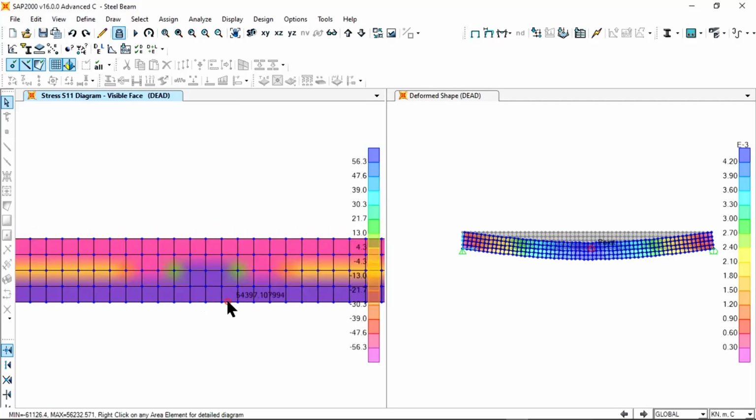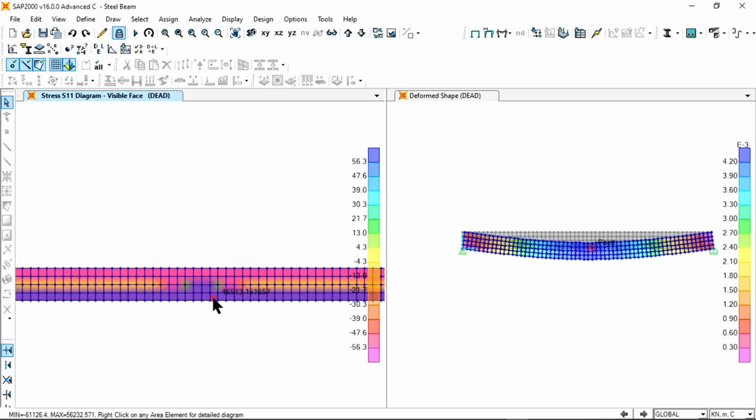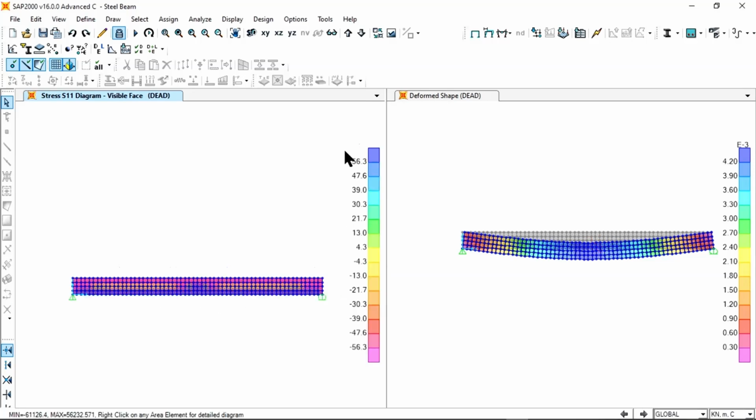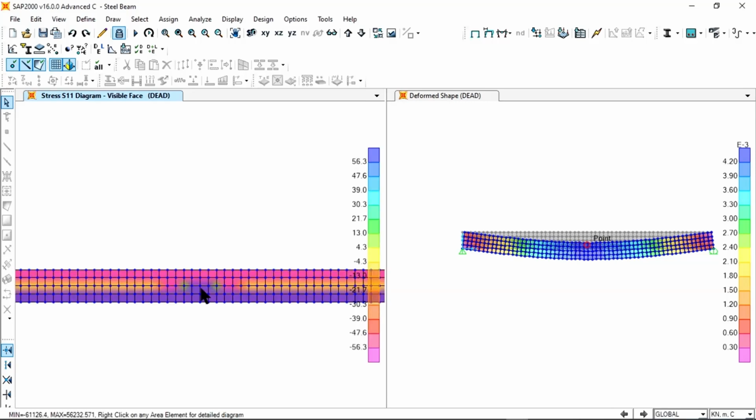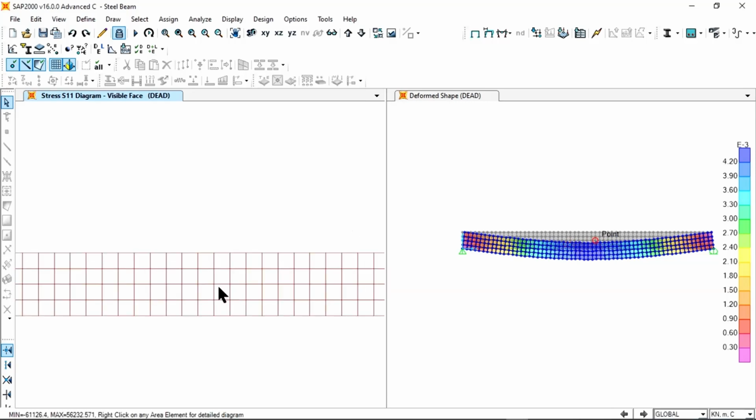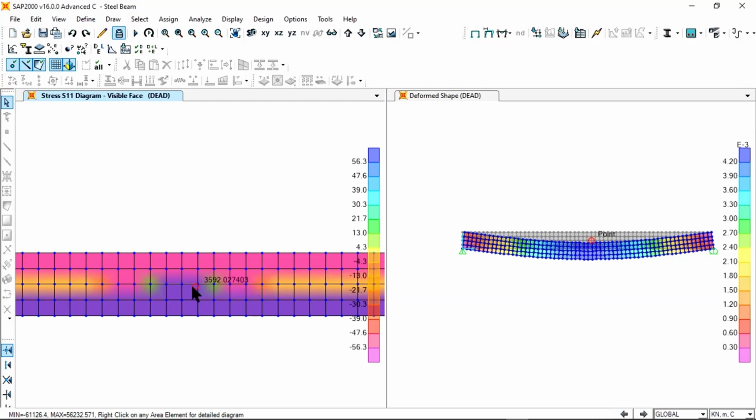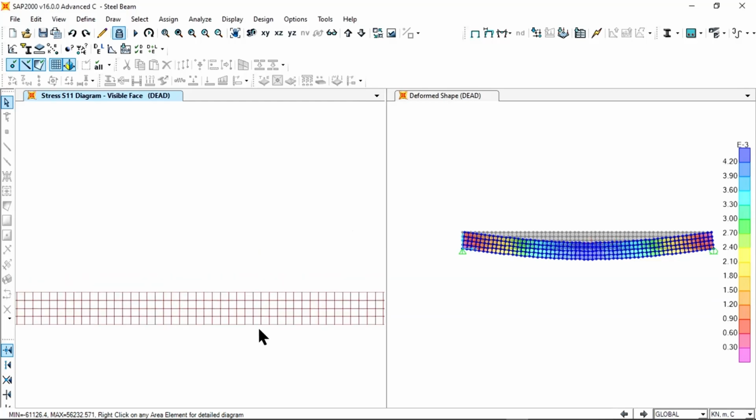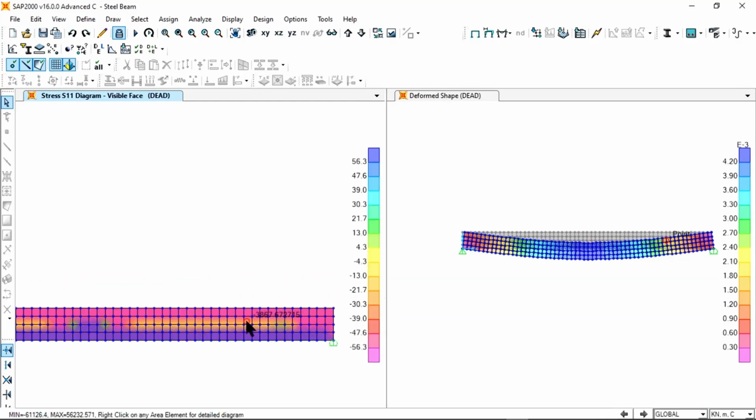At the midspan, where the moment is the greatest, we have about 56.3 MPa in tension. This is the dark blue zone, and minus 56.3 MPa in compression, the magenta zone. Or we can say an absolute value of 56.3 MPa. The yellow zone is where the neutral axis passes through at the geometrical centroid, and therefore we don't have any flexural stresses in that zone.